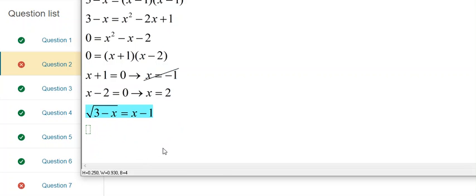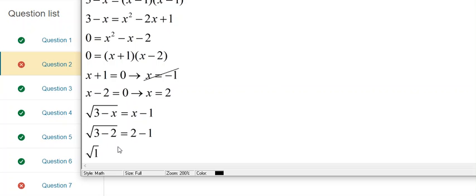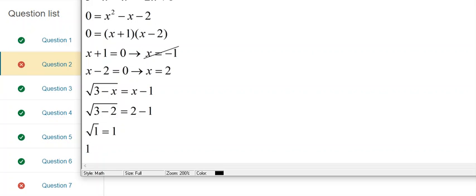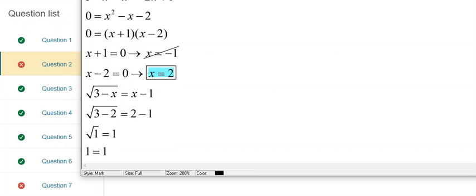So I'm just copying this again. And we're going to put 2 in. Okay, so we're going to check 2 for x. So if I check this one, I got the square root of 3 minus 2, so that's 1, equals 2 minus 1, which is 1. Square root of 1 is 1, so 1 equals 1, and that one is true. So there's only one solution to this question that actually works when I check them.